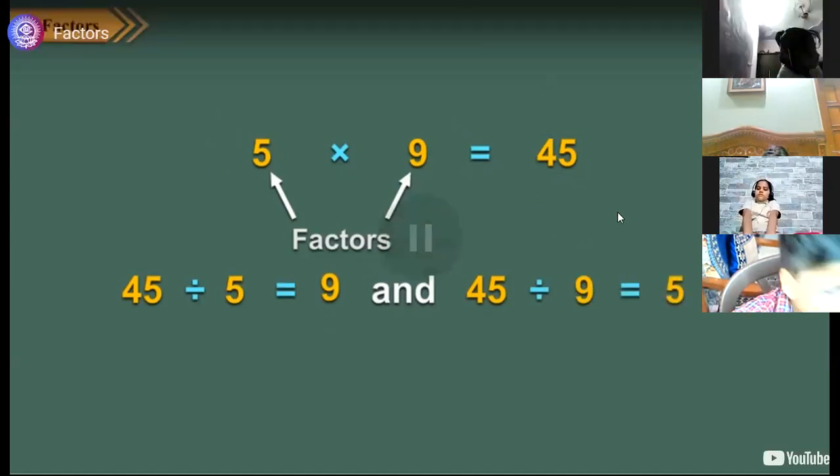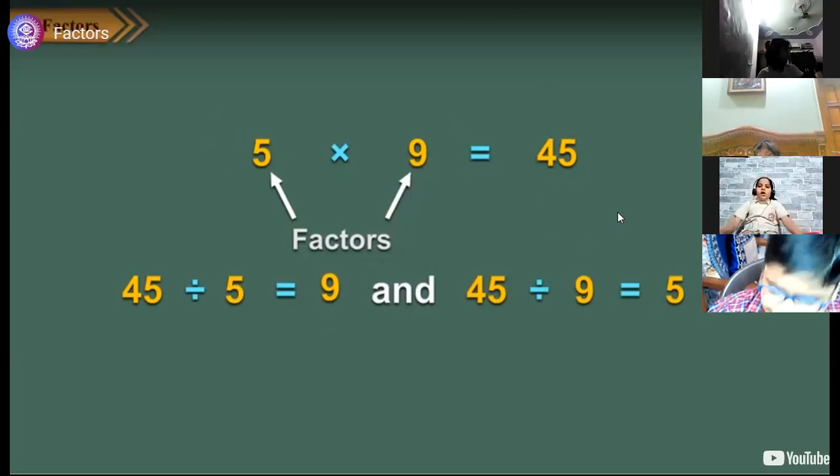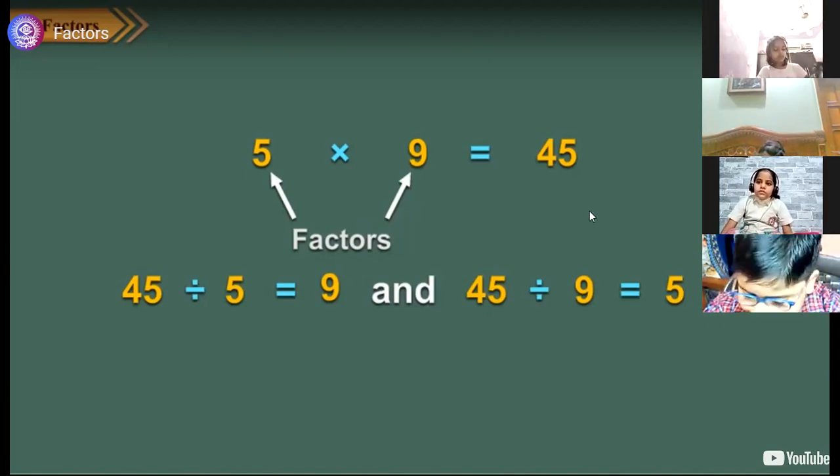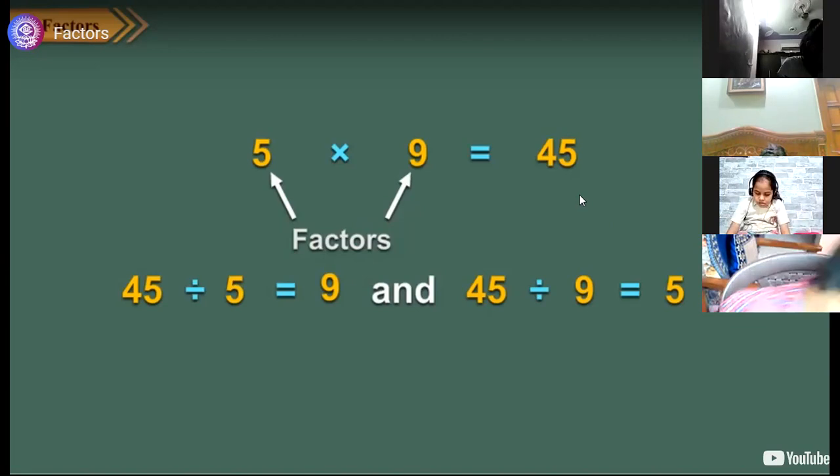When we divide 45 by 5, the answer will be 9. And when we divide 45 by 9, the answer will be 5. It means any of the factors can be your answer. If we are dividing by one factor, the other factor will always be your answer. Okay, beta? So this was the concept of factors.